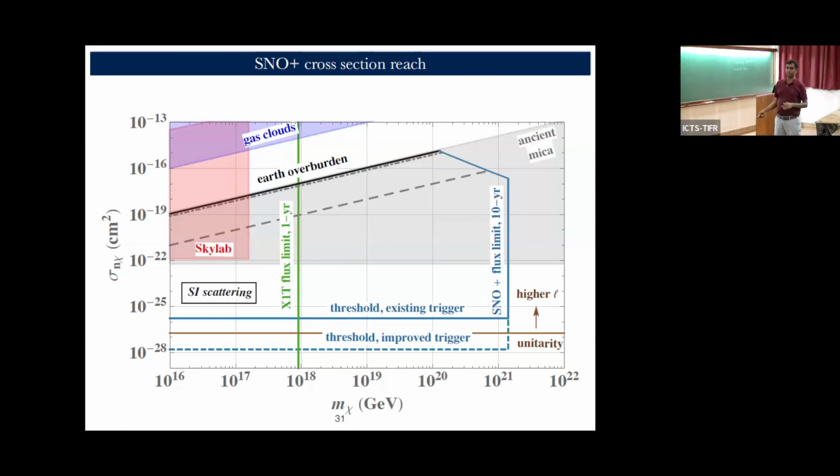But if they were to implement an improved trigger that takes into account dark counts and trials factor and so on, they can improve their sensitivity by a couple of orders of magnitude and go down to 10 to the minus 28 centimeters squared. Okay, so I know this plot is busy. There are other constraints as well on this, but I don't want to talk about it now. But this space is where you would operate with your SNO+ detector.